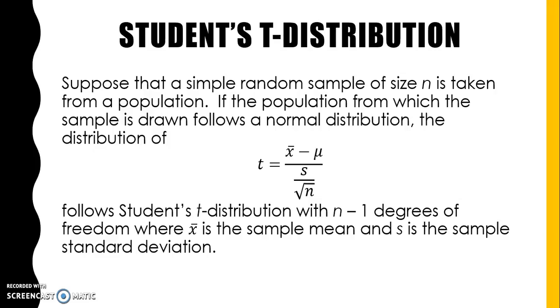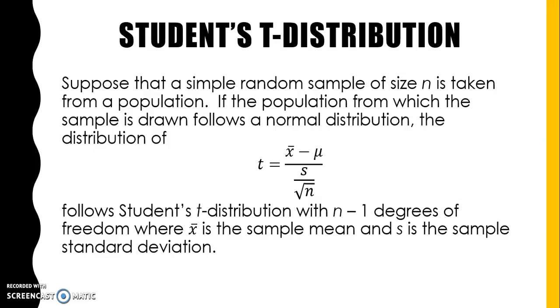We have a simple random sample of size n taken from a population. If the population from which the sample is drawn follows a normal distribution, then the distribution of t equals x bar minus mu divided by s, which is our sample standard deviation, divided by the square root of n, follows student's t-distribution with n minus 1 degrees of freedom, where x bar is the sample mean and s is the sample standard deviation.